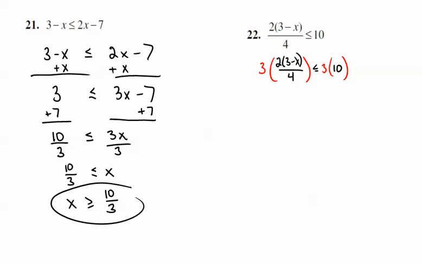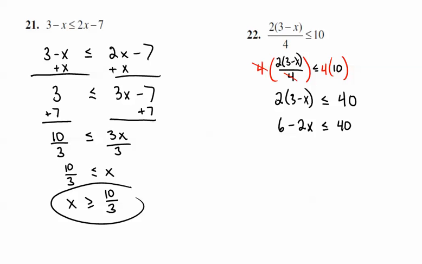Now what did we multiply by, 3? I have no idea. It should be a 4 there, right? My apologies for that. So when we multiply both sides by 4, what's going to happen is that on the left side, the 4 in the numerator and denominator will cancel out, and we'll come back to just having 2 times (3 minus x) less than or equal to 40. Now we'll need to distribute on the left side: 6 minus 2x less than or equal to 40.